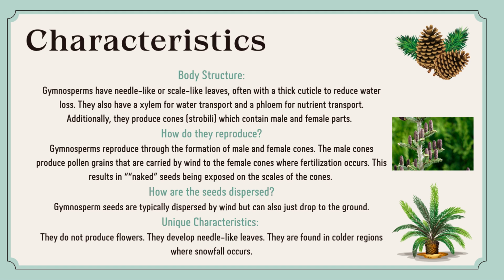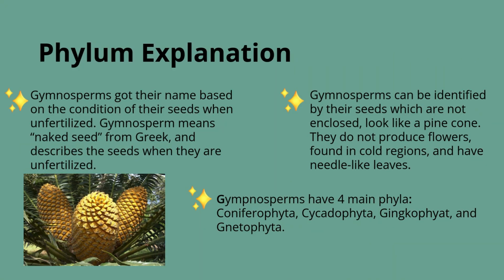Some unique characteristics are that they do not produce flowers, they develop needle-like leaves, and they are found mainly in colder regions where snowfall occurs. The phylum explanation. Gymnosperms got their name based on the condition of their seeds when unfertilized. Gymnosperm means naked seeds from Greek, and this describes the seeds when they are unfertilized. Gymnosperms can be identified by their seeds, which are not enclosed and look like a pine cone. They do not produce flowers, they're found in cold regions, and have needle-like leaves.